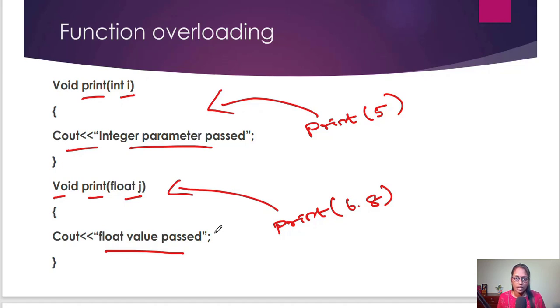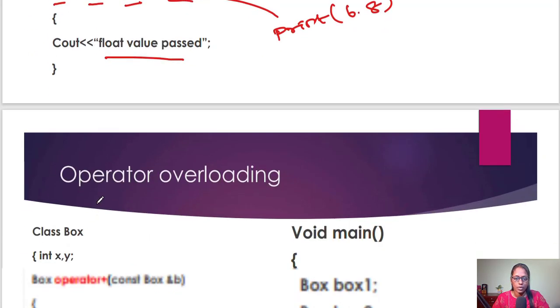Based on the data, my process will be changed. Printing is a process. This process will be changed based on the data. If I send an integer data, that integer function is called. If I send the float data, then the float print function will be called. So this is called function overloading. Same name with different arguments is called function overloading.